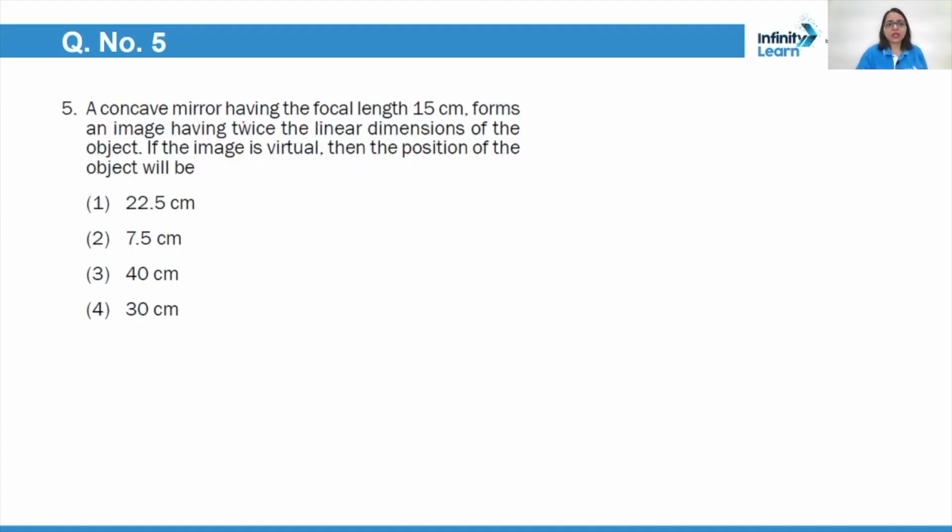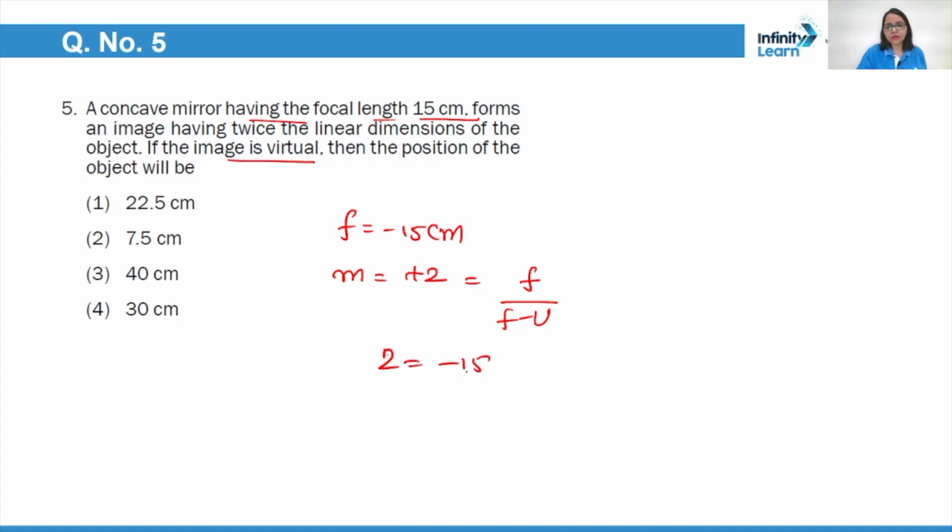Question number 5. A concave mirror having focal length 15 centimeter forms an image having twice the linear dimension of the object. If the image is virtual, then the position of the object will be? So this is a concave mirror. Focal length is minus 15 over here, and magnification is plus 2 because the image is virtual, and it is f upon f minus u. Right, so 2 is equal to minus 15 upon minus 15 minus u. This can be written as 15 upon 15 plus u. So after solving this one, you'll get u as minus 7.5 centimeters. So the correct answer is option 2.